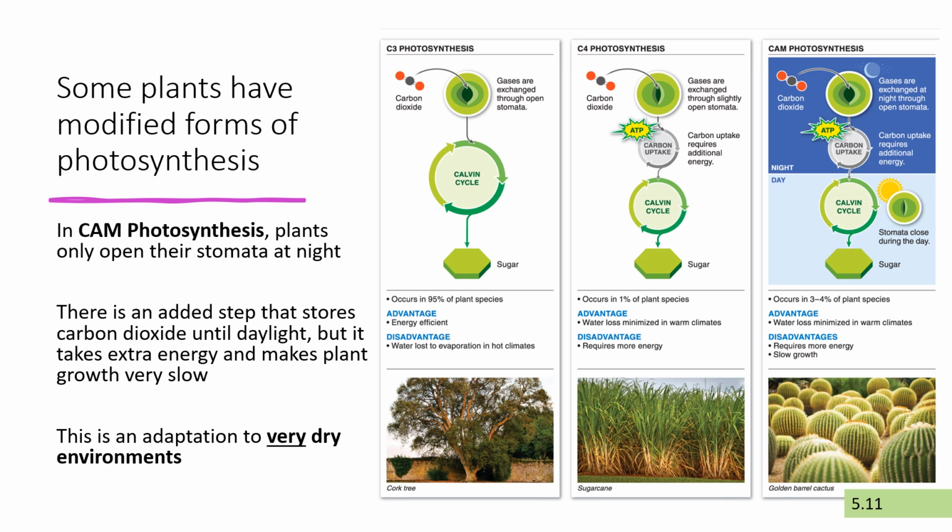However, this extra step also takes extra energy and takes more energy than the extra step in C4 photosynthesis. Because it costs them so much energy, they have less energy to put towards growth. So these plants tend to grow very slowly. This is why cacti tend to have very slow growth.